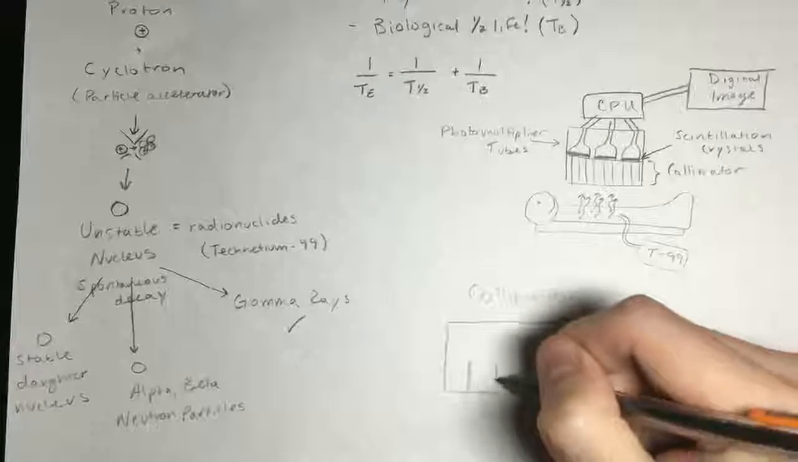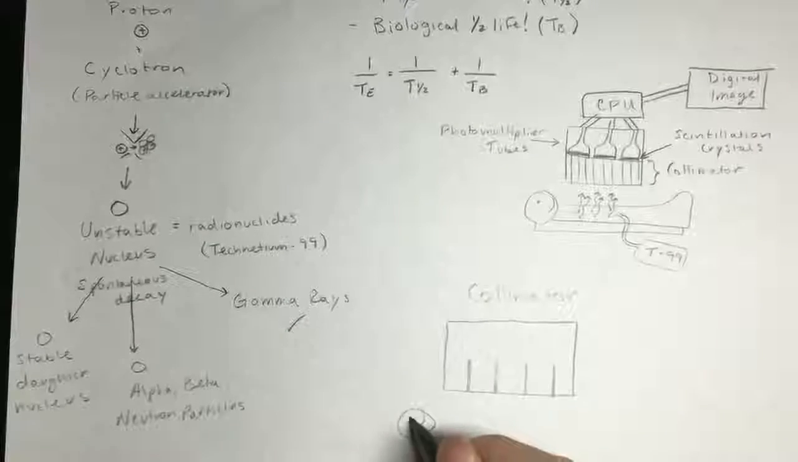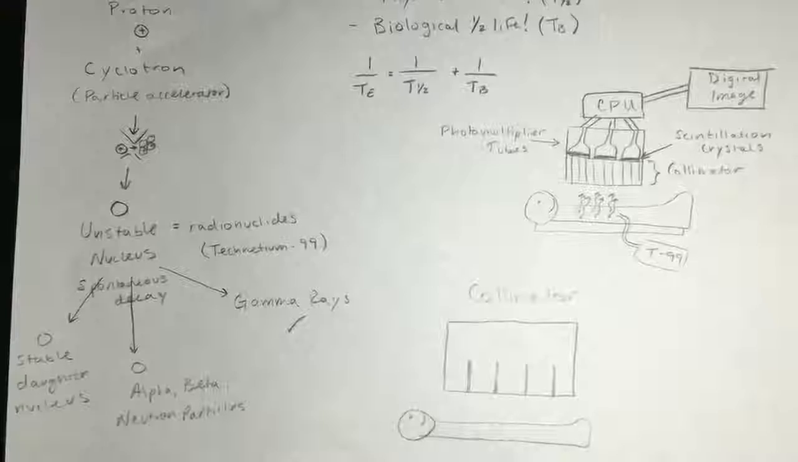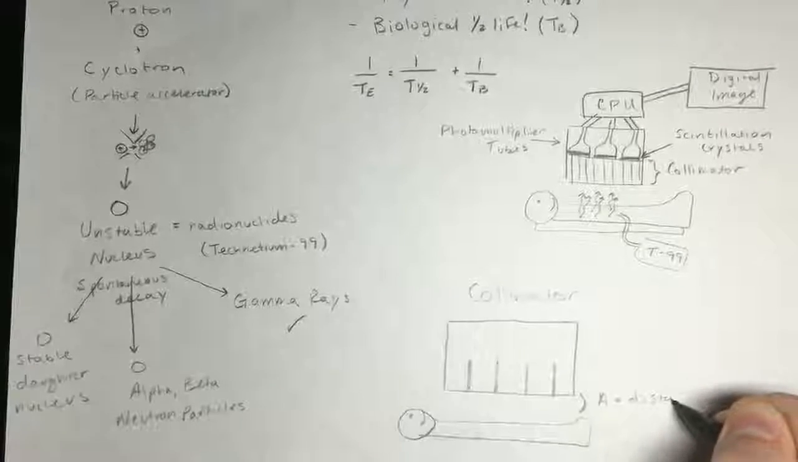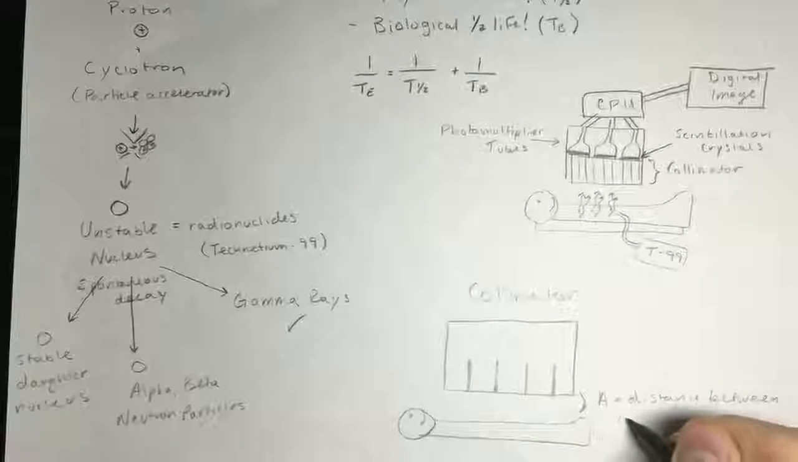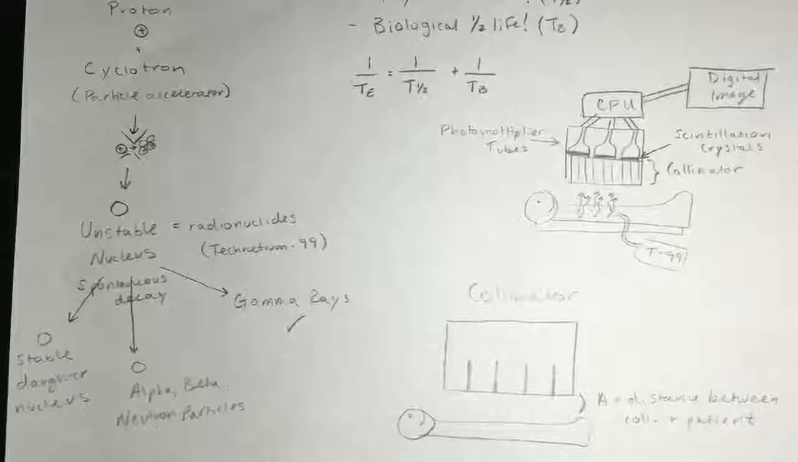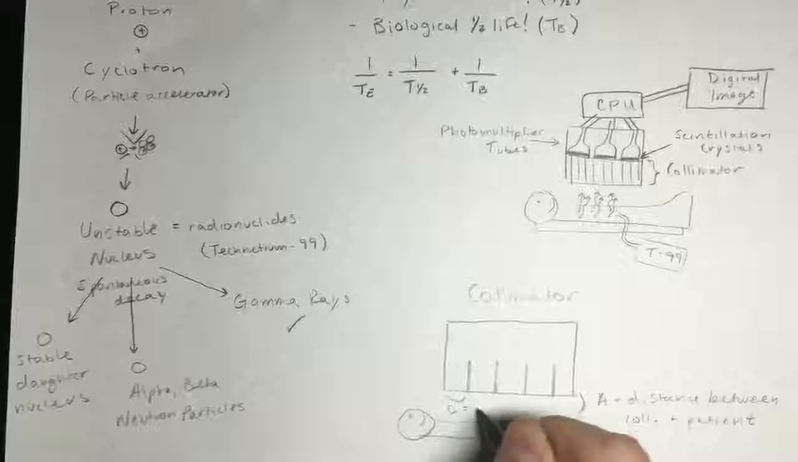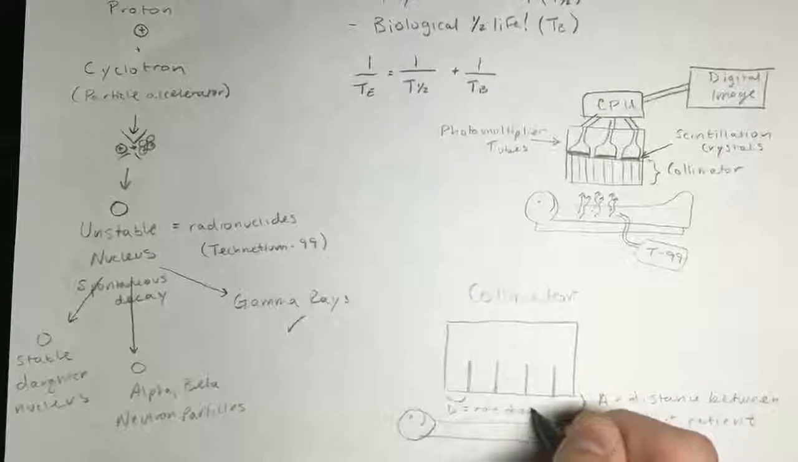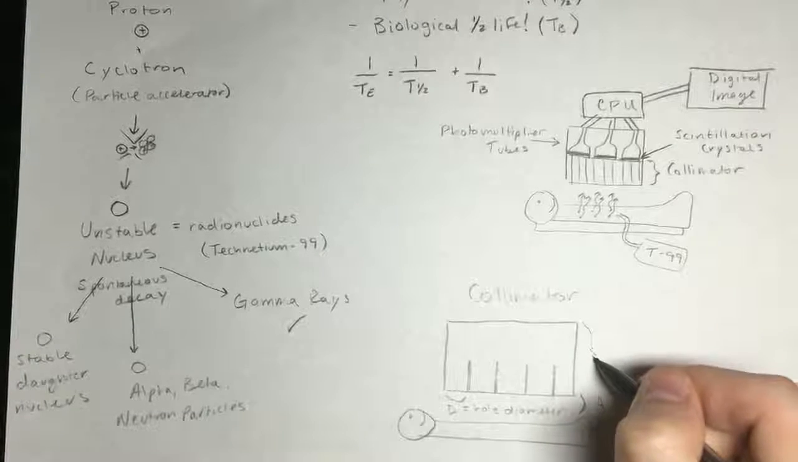Now the collimator plays an important role in getting the most out of the spatial resolution. So we have A, which is the distance between the collimator and the patient. This is important to have the least distance possible in order to increase spatial resolution or reduce mixing of gamma emissions.